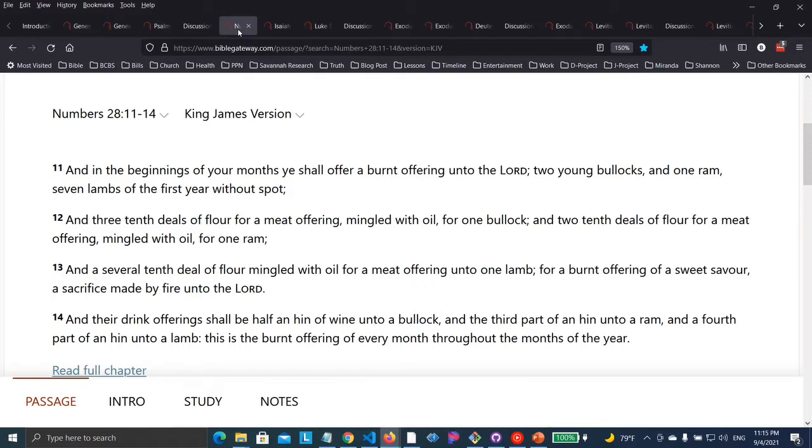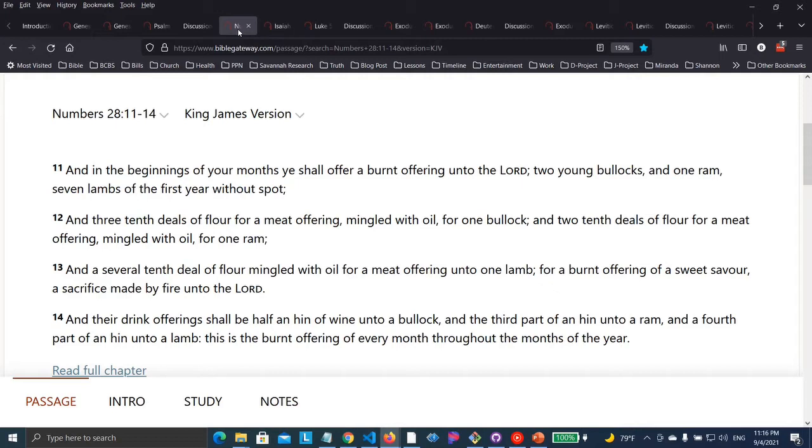In the beginning of your months, you shall offer a burnt offering to the Lord, 2 bullocks, 1 ram, and 7 lambs of the first year without spot, 3 tenth deals of flour for a meat offering, mingled with oil, for 1 bullock, and 2 tenth deals of flour for a meat offering, mingled with oil, for 1 ram, and several tenth deals of flour mingled with oil for a meat offering unto 1 lamb, for a burnt offering, a sweet savor, a sacrifice made by fire unto the Lord. And the drink offering shall be half a hin of wine to a bullock, and a third of a hin of wine to a ram, and a fourth part of a hin unto a lamb. This is the burnt offering for every month throughout all the months of the year.